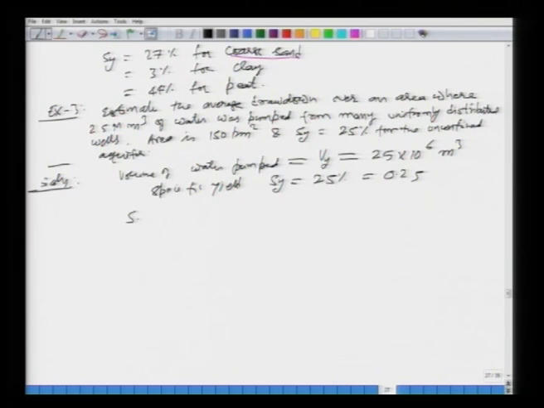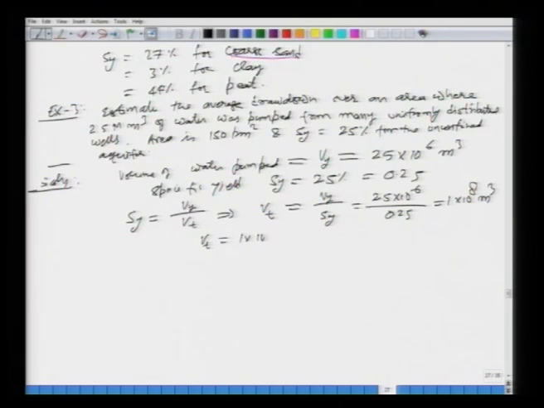What is S_y? We have just seen it is V_y over V_t. This will give you the total volume of the aquifer. V_t would be nothing but V_y over S_y, isn't it? So, it will be 25 × 10^6 over 0.25, which is 1 × 10^8 cubic meters. So, the total volume of your aquifer is 10^8 cubic meters.